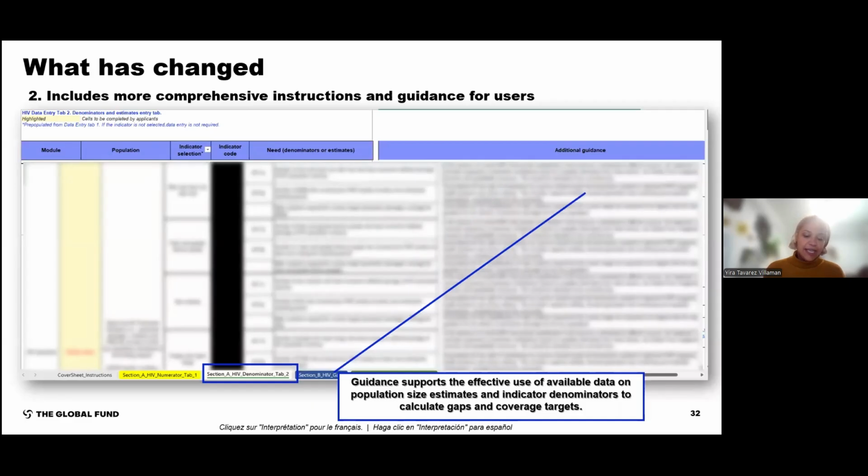Additionally, Section A, Tab 2 includes indicator-specific guidance to guide the applicant in identifying relevant data sources and other guidance documents for Global Fund indicators, to adequately provide the denominators that will allow adequate operationalization of the coverage indicator, and also adequate estimation of the gaps.